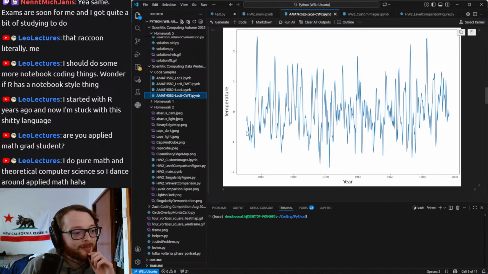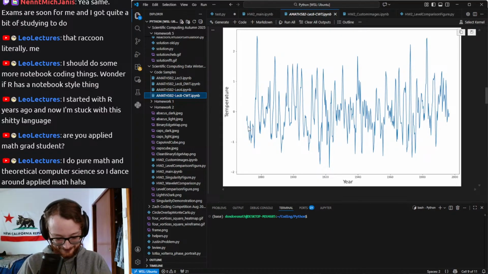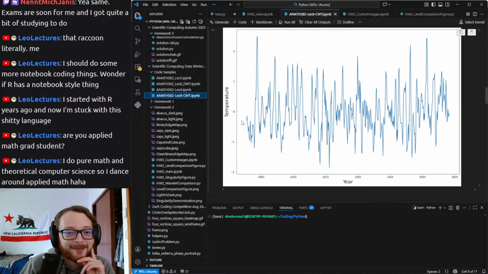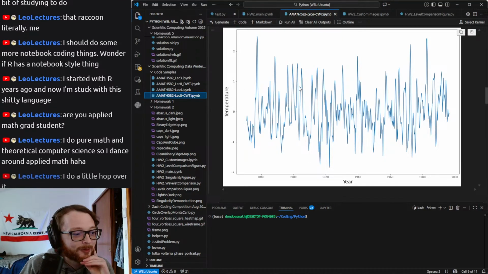You do pure math and theoretical computer science, so you dance around applied math. That's funny. You don't like actually doing things, you just like talking about doing things.